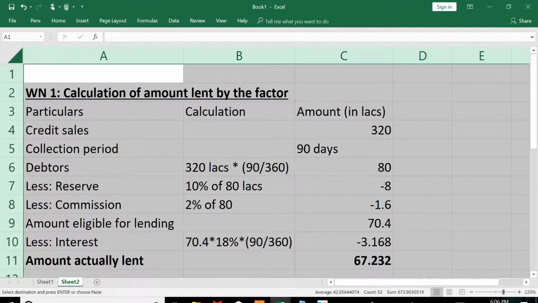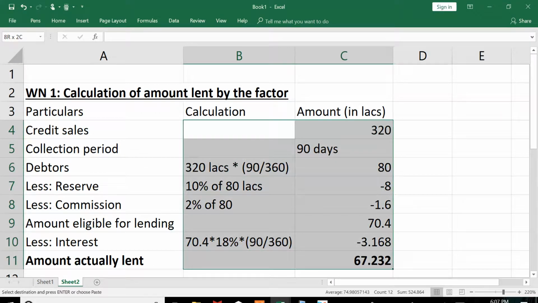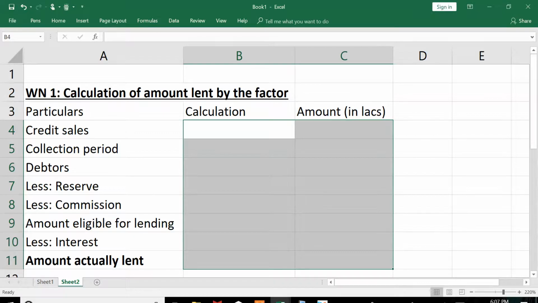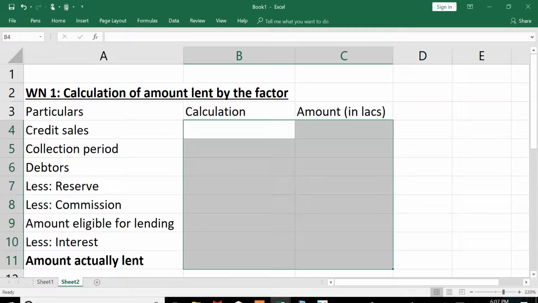Calculation of amount lent by factor. Particulars, calculation, amount. This is going to be my format. I'll change the numbers alone. Particulars, calculation, amount, we will again do this also in lakhs. You can write the format. I'm not going to do any other format. The same format we are going to use.